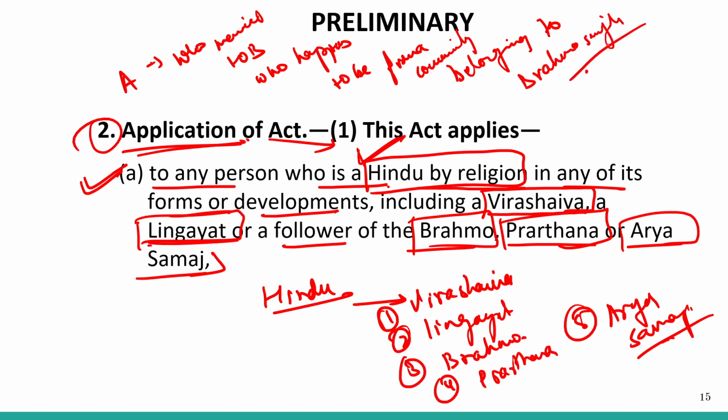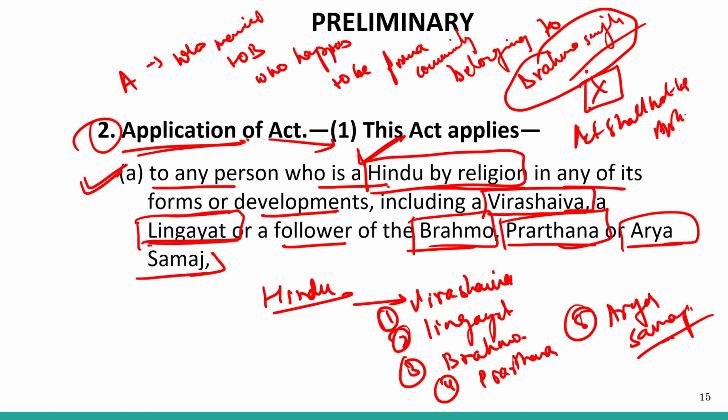And then there will be other stories mentioned. So the student tends to get confused that if Brahmo Samaj is mentioned, it means this is not being considered under the Hindus, so this act shall not be applicable. Right? So this is a misconception that the students have.